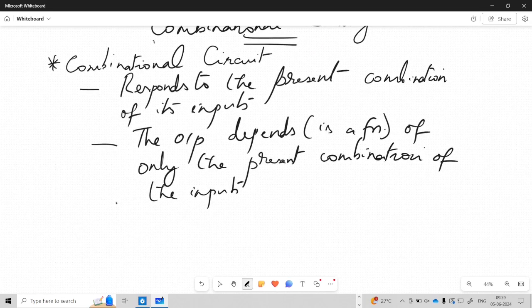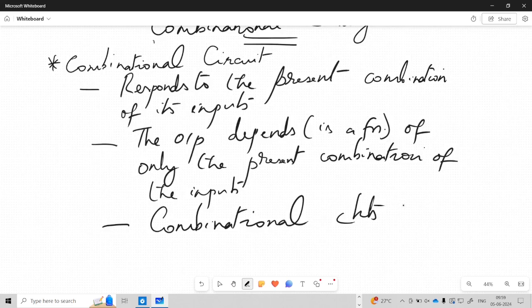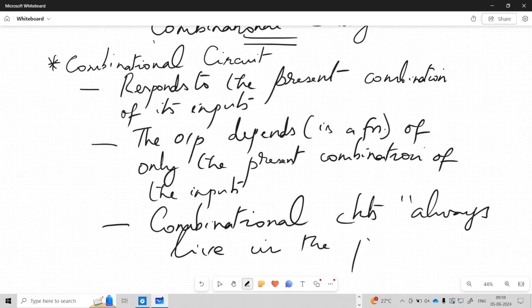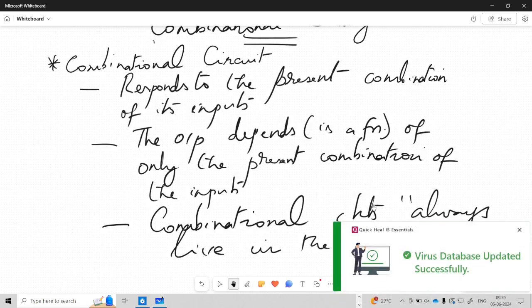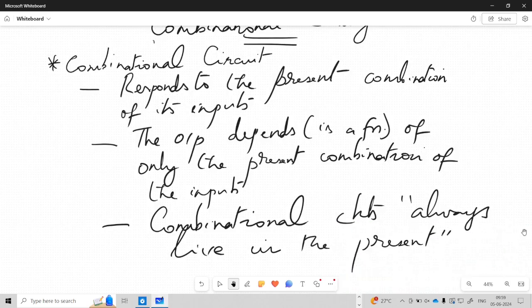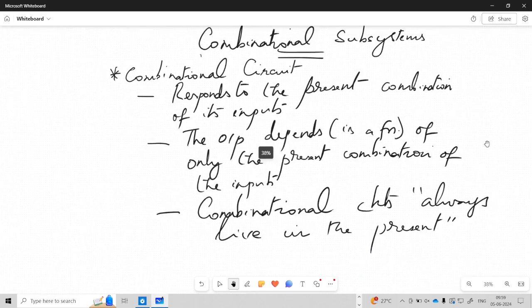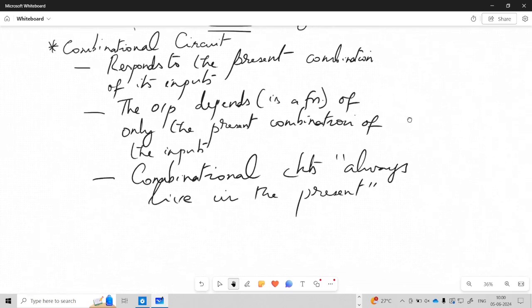I mean, it is equivalent to stating that combinational circuits always live in the present. They are unconcerned about the past. Of course, we will examine this aspect of combinational circuit in greater detail when we study sequential circuits.